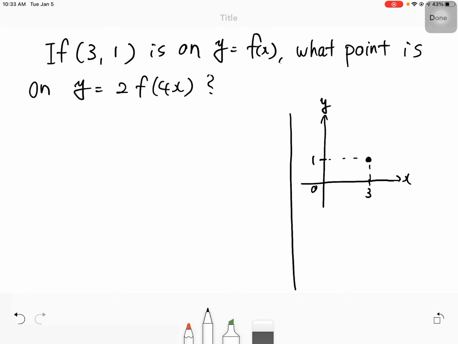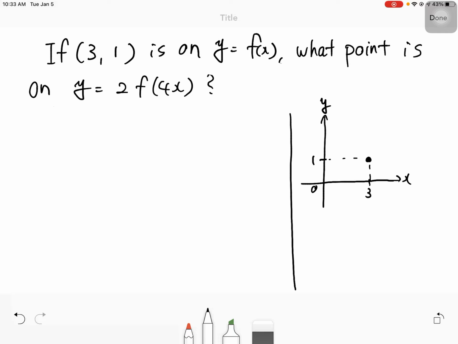This time we are working this question. If (3, 1) is on y equals f of x, what point is on y equals 2 times f of 4x? To solve this question, you have to know compression and expansion. If you don't remember these, please check out my previous video first.